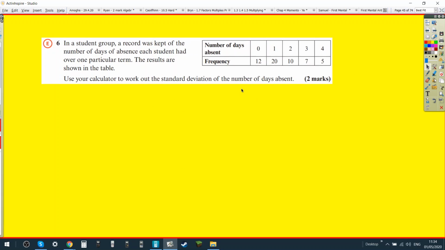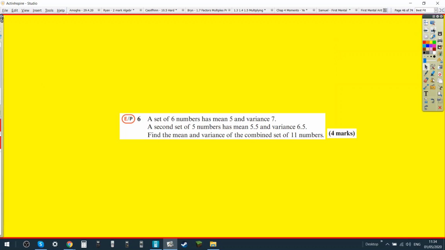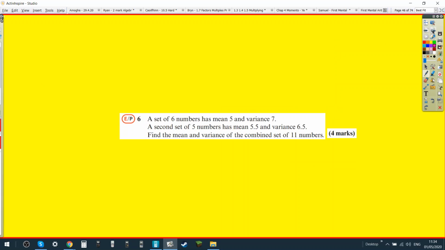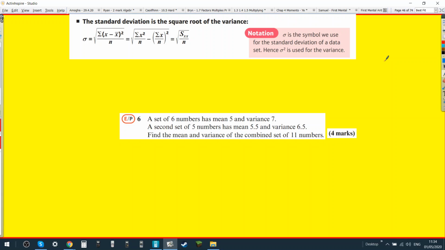Use your calculator to work out standard deviation. That's easy peasy. Oh, hang on. Is it easy peasy? Oh, it's got 0. I suppose that's a bit weird. But no, it's fine. Yes. How do we do this one?